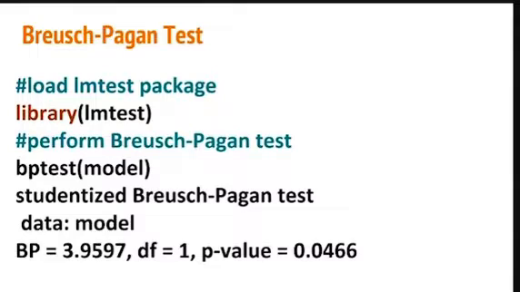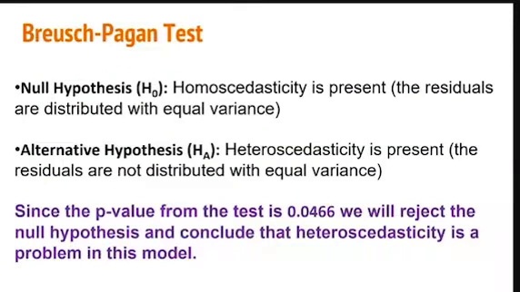Now let us take a look at the p-value. Compared to 0.05, what happened? You're going to reject. And when you reject the null, the alternative holds: there is a violation of constant variance. Then what are we going to do? Then we need to conduct a weighted least squares.